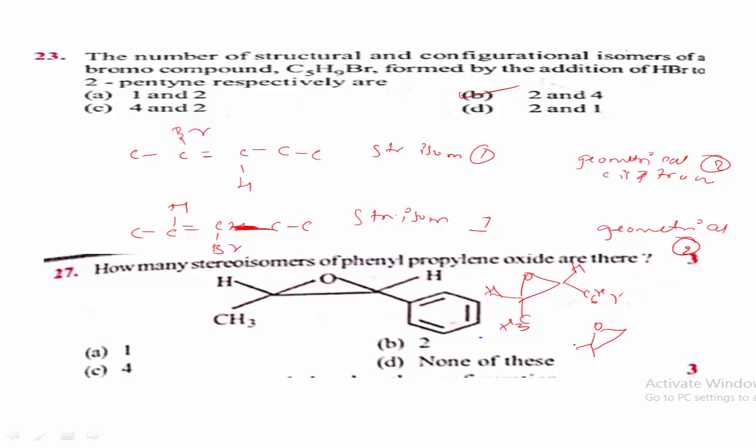Next, another structure. I write H here, and here CH3, and here C6H5, here H. Yes, students, each structure has 2 configurations. Therefore, 4 stereoisomers are formed. Therefore, the correct answer for this question is option C.